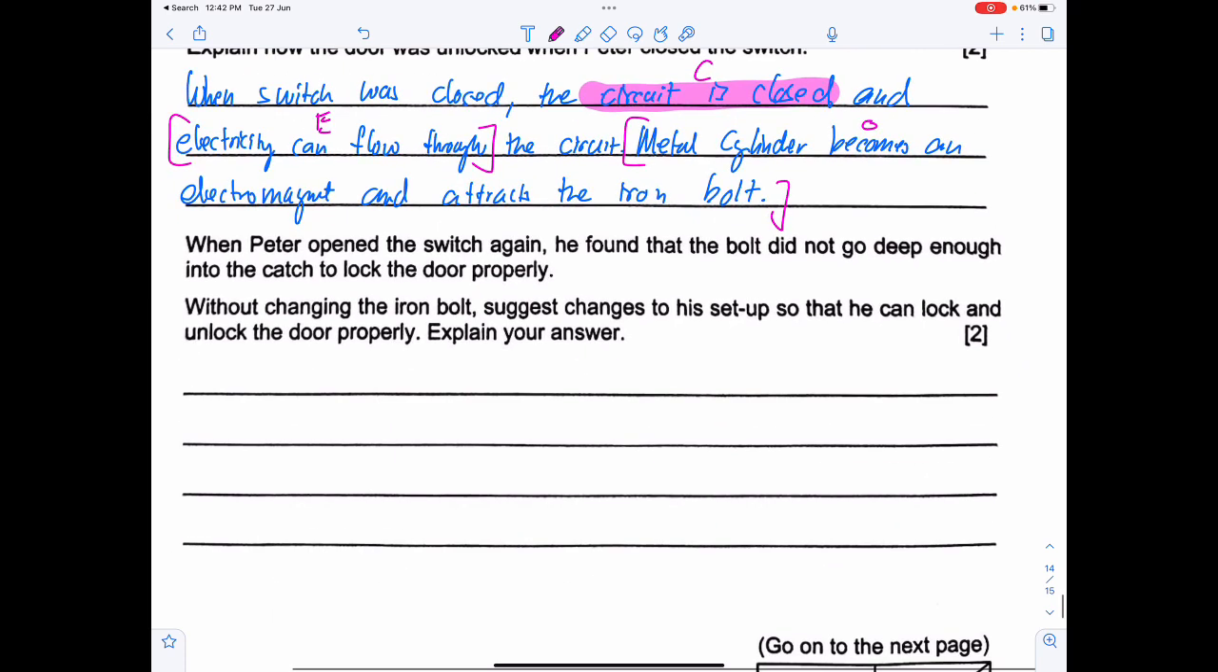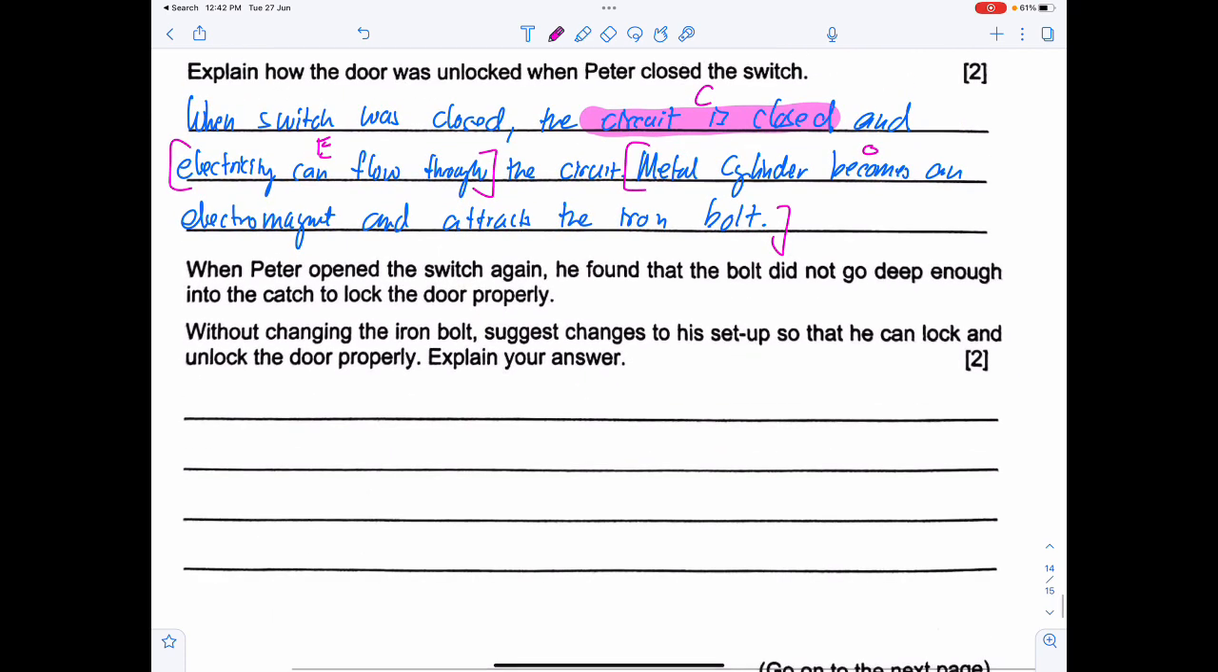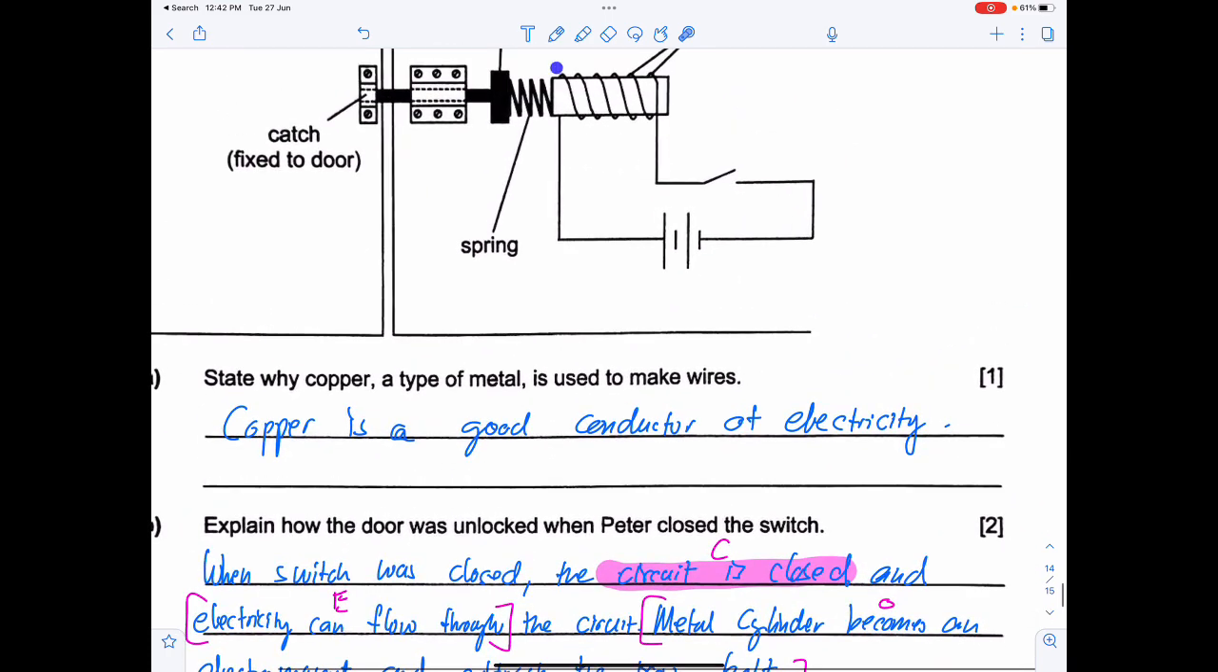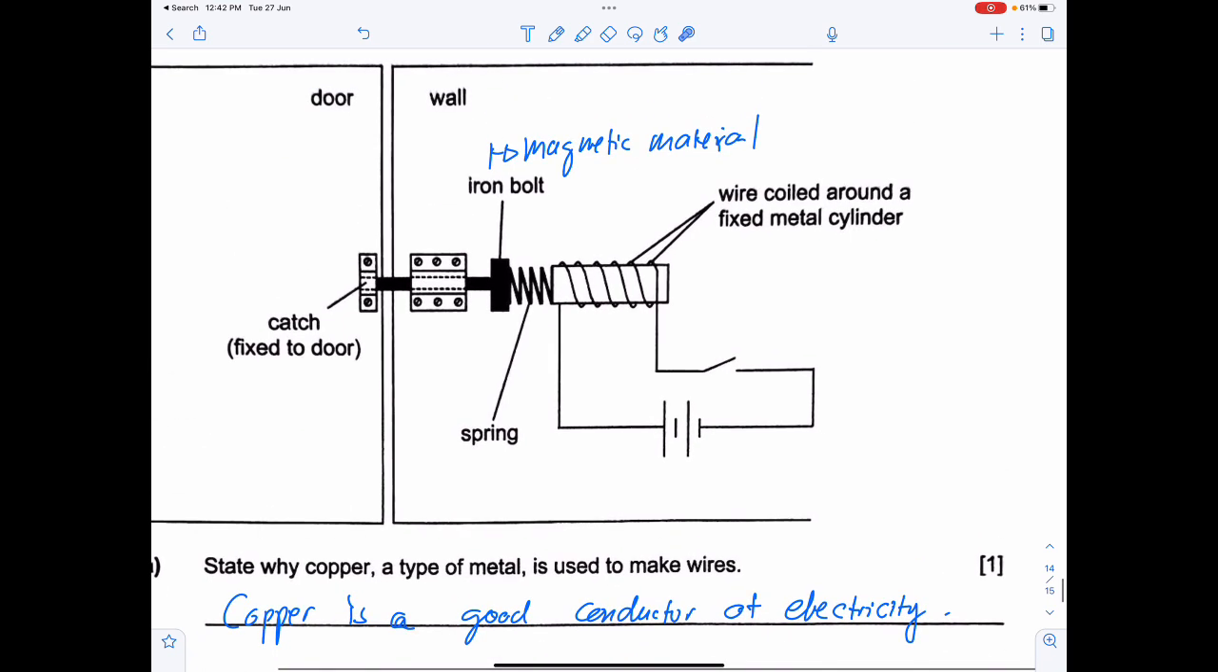So when Peter opened the switch again, he found that the bolt did not go deep enough into the catch and lock the door properly. Without changing the iron bolt, suggest changes to his setup so he can lock and unlock the door properly. This question was so poorly done. A lot of you think that this spring is like a gun. Literally, okay, you told me, oh, use a stiffer spring.